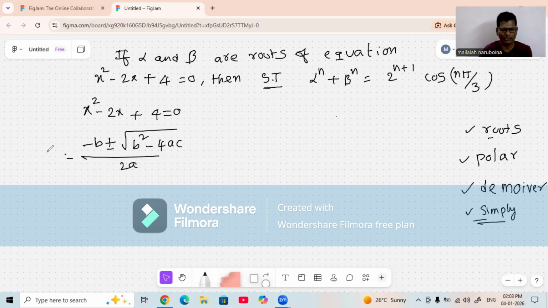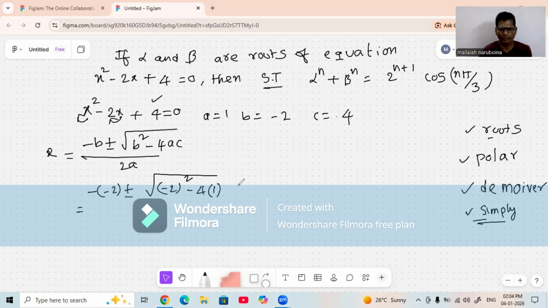Okay, this is x is equal to... a is the coefficient of x square, that is a is equal to 1. b is the coefficient of x, that is minus 2. c is the constant, 4. Substitute these values. Minus b is minus 2 plus or minus square root of b square, that means minus 2 whole square, minus 4 times a value 1 and c value 4, by 2a, 2 into a is 1.